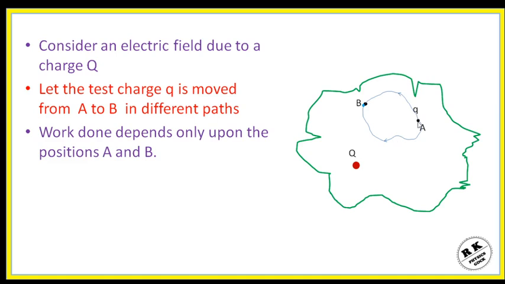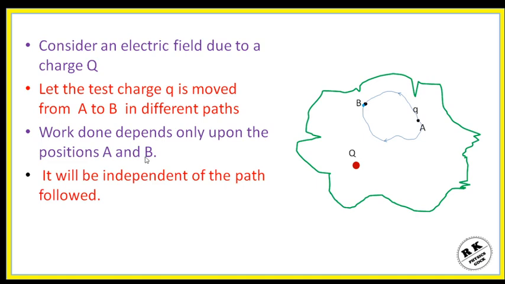It only depends on A and B. However you take the path, either this way, or a straight line from A to B, or in some different path, the work done will be constant, the same in all the cases. Such is the case, and it is independent of the path followed.